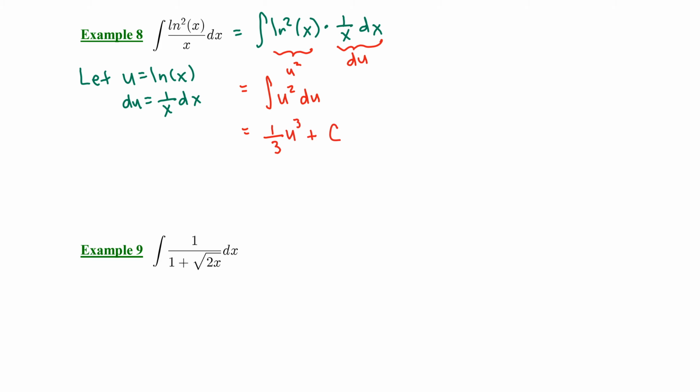And in the indefinite integral situation, we do need our constant of integration. Now, the original integral was in terms of x, so we want to make sure we end up with an integral in terms of x. So u was natural log of x. I'm replacing u with natural log of x, but we're going to have to cube it and then add c.